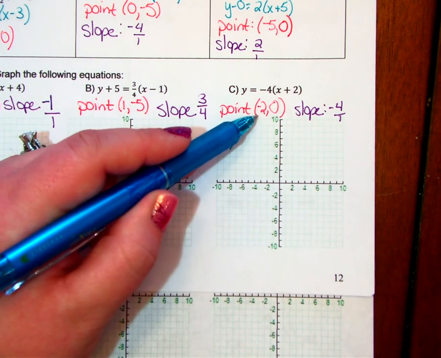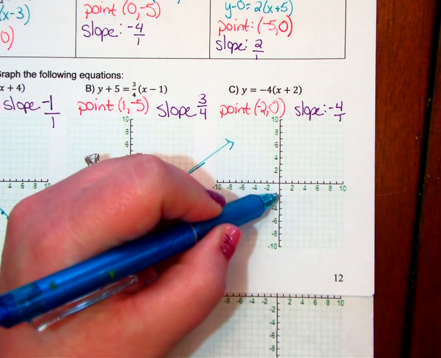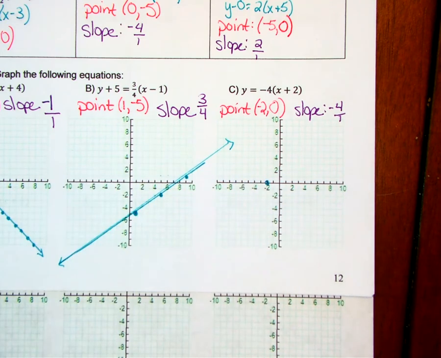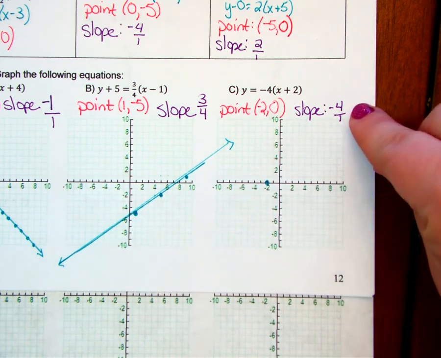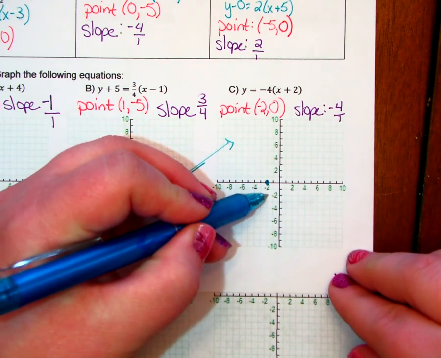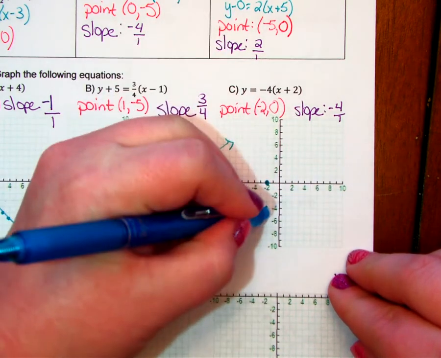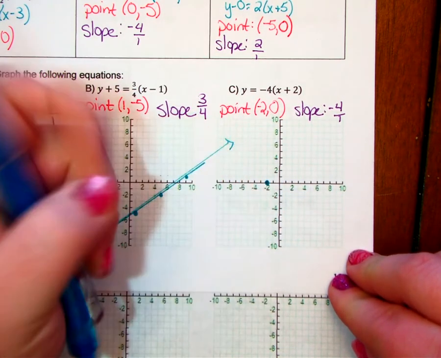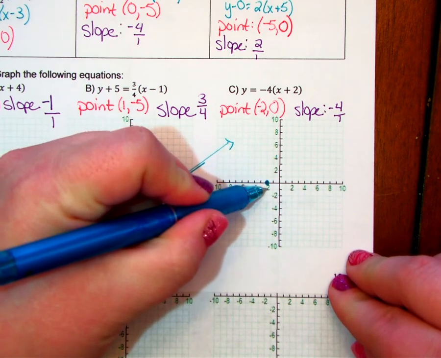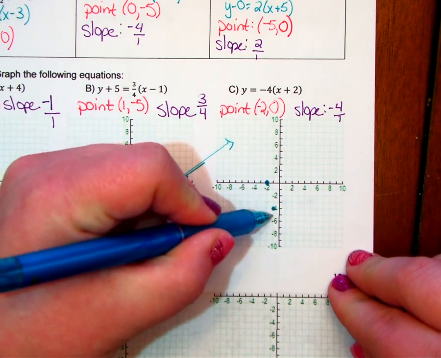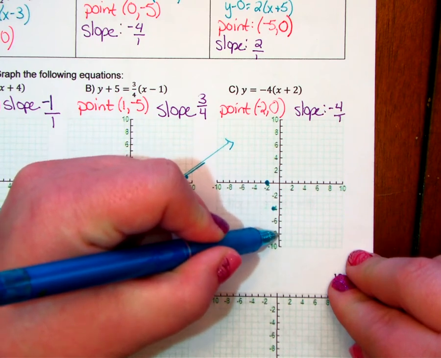So I'm going to plot this point first, -2, 0. So I'm going to go right 2 and stay on 0. And then I'm going to count my slope. Down 4 and over 1. I didn't mean to put a dot there, sorry. I'll count that again for you. Down 1, 2, 3, 4, over 1.